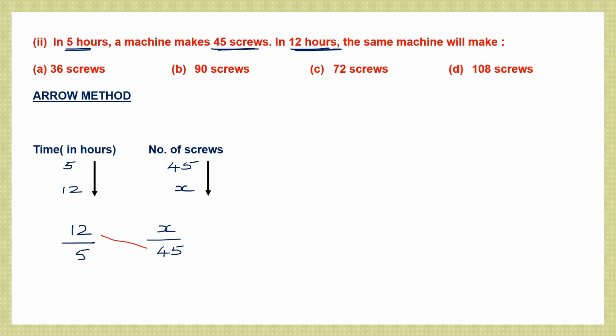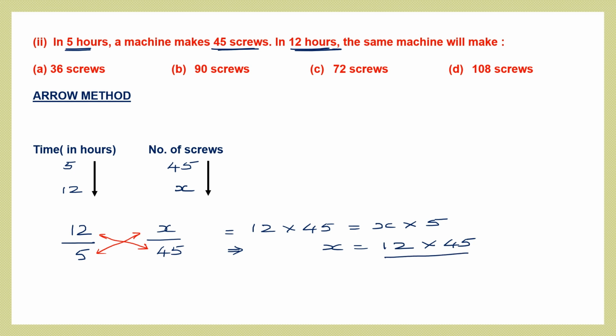We multiply these two numbers here. We cross multiply, and here also we cross multiply. So what do we have here? We have 12 into 45. So let's write that. So that is 12 into 45 is equal to x into 5. We have cross multiplied. Now we are going to find only the value of x. So we say x is equal to, what do we have on the other side of x? 12 into 45. Now we are going to move this 5 to the other side. So it becomes division, divided by 5.